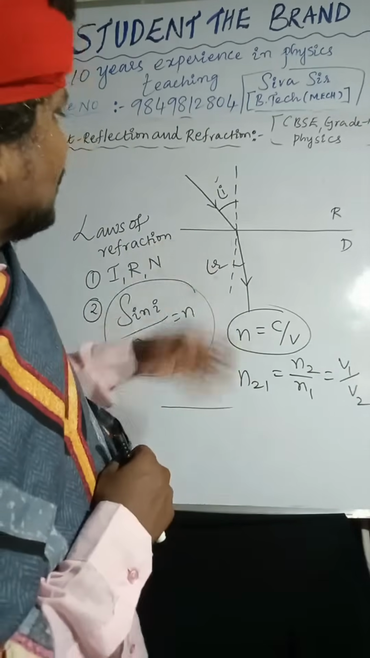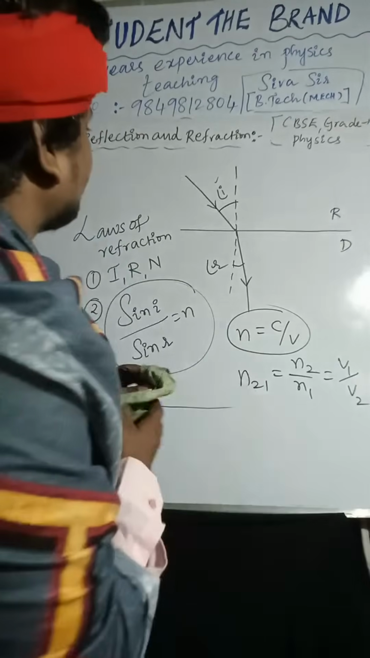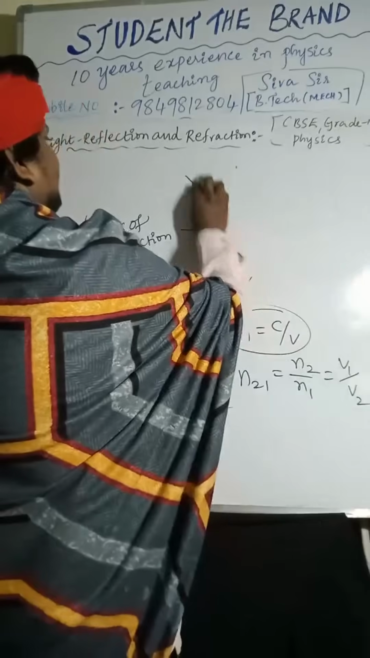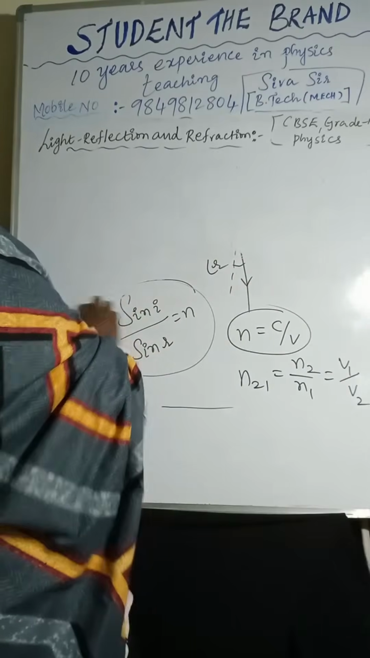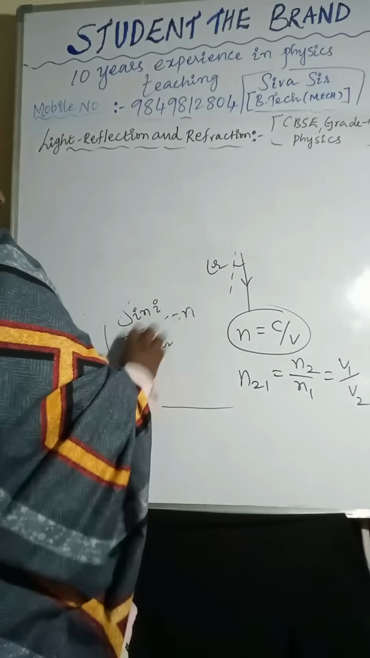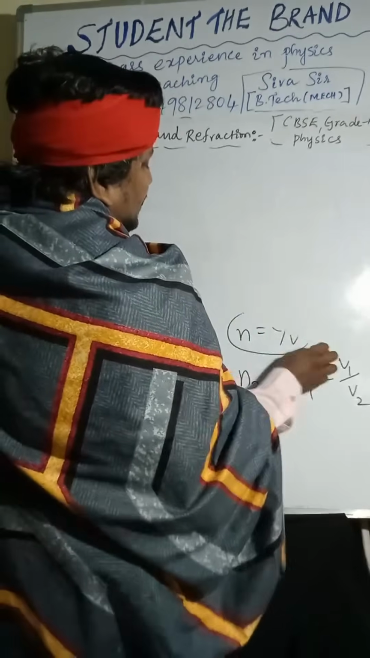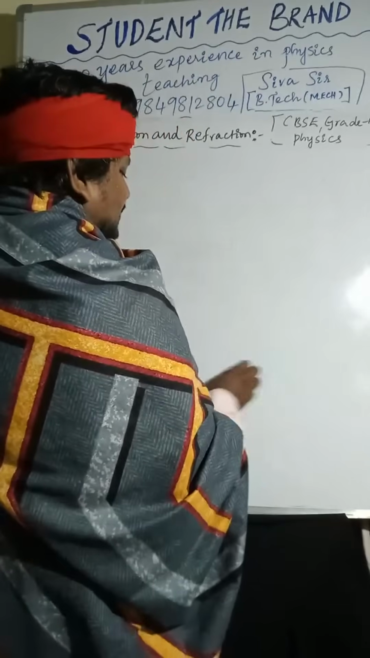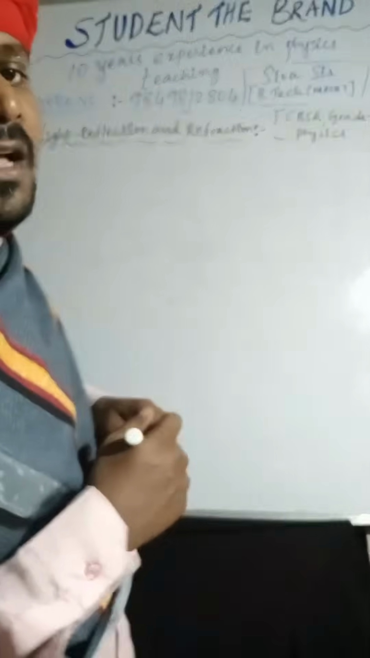So we are going to the next topic, that is critical angle and total internal reflection. We will discuss critical angle and total internal reflection. Critical angle is that certain angle of incidence at which the refracted ray passes along the surface. That is called the critical angle. So the angle at which the refracted ray passes along the surface.